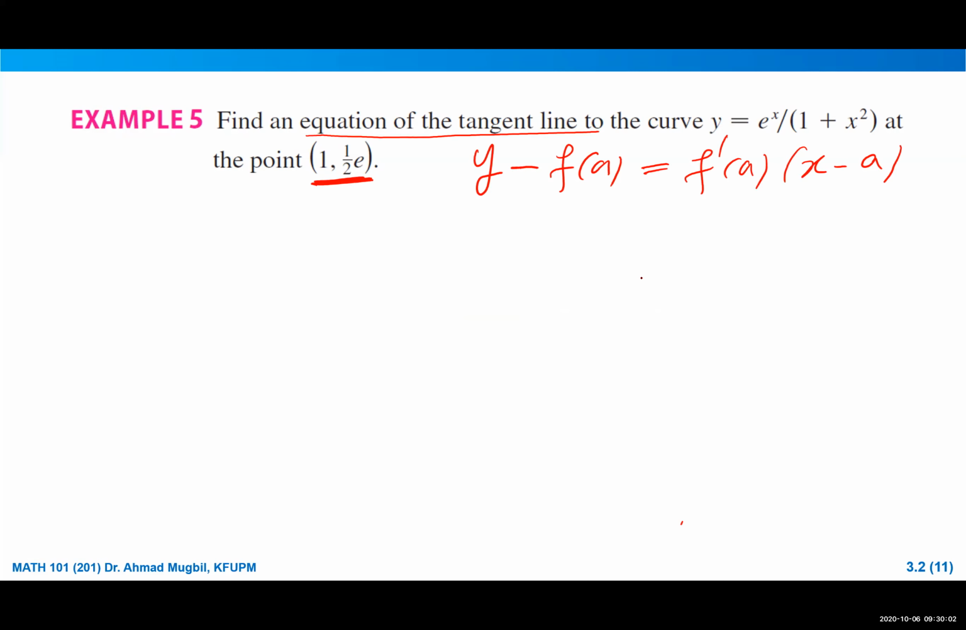We have a here. Our a here is 1. Our f of a here is a half of e. Now we need to find this. The question is, what is the derivative of the function at 1?